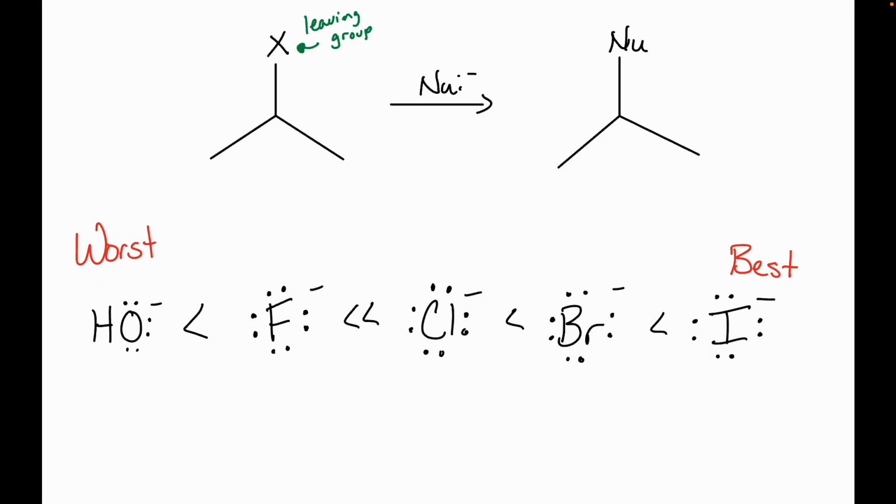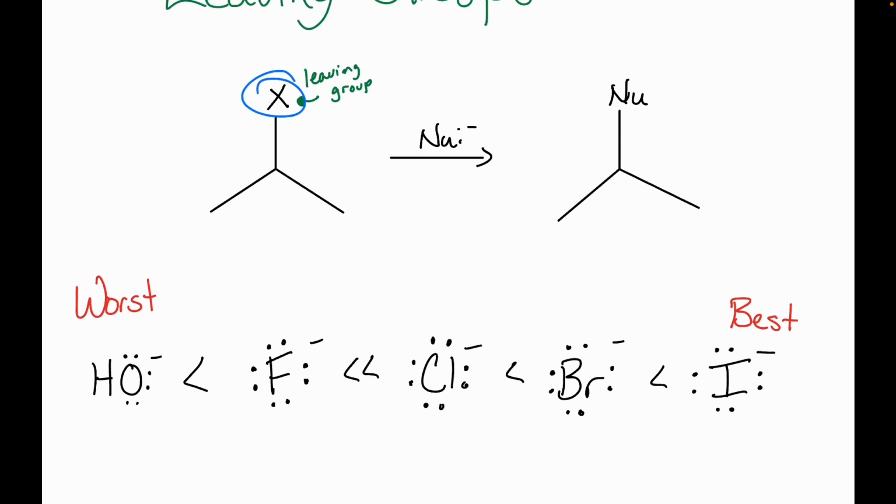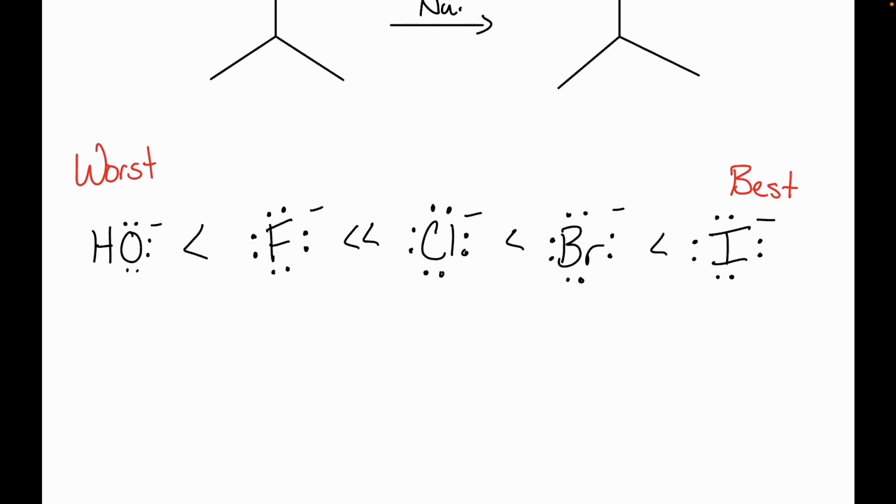And we're not really talking about this functional group much, but what type of functional group would have a hydroxide leaving group? If I went up and swapped out my X here for OH, what functional group would I be looking at? An alcohol, all right? So alcohols have the worst leaving group. Or pretty terrible.